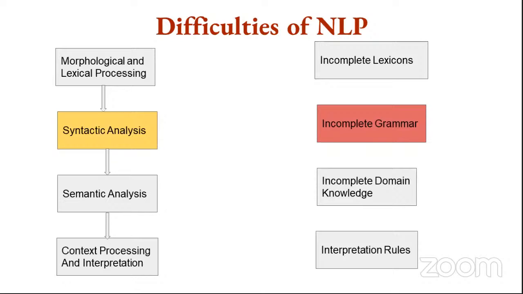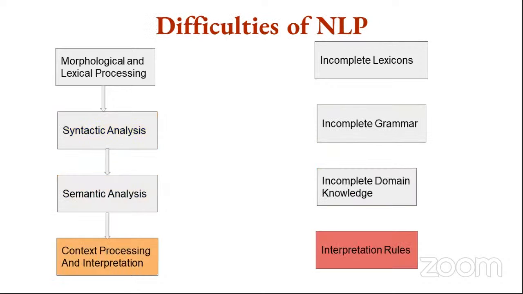Then sometimes some domain knowledge is absent. If we don't have the domain knowledge, we will not be able to understand the semantic structure well, so we will not be able to interpret the meaning. And finally, for the context processing, the interpretation rules are sometimes very difficult to generate. So basically, there are difficulties in natural language processing in each and every layer. Sometimes there are new words, sometimes the sentence will not follow any grammatical structure, sometimes the domain knowledge is not present so you will not be able to understand the meaning of some sentences, and it may be very difficult to generate the interpretation rules.